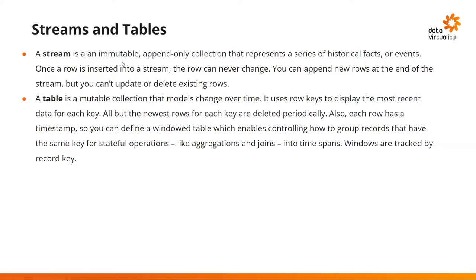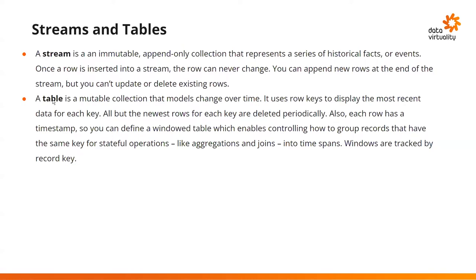So in a stream, data never changes, and you can append rows to the stream only at the end of the stream. If there is an event, there cannot be an event inserted that is before that event. And of course, there's no update and delete on existing rows.